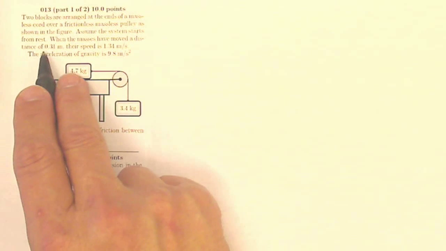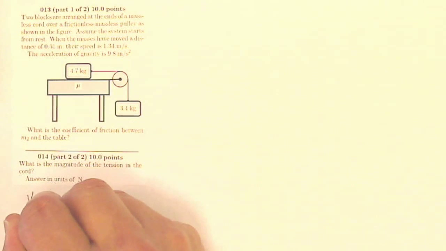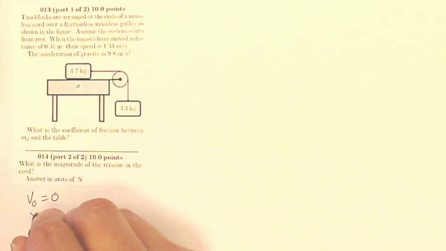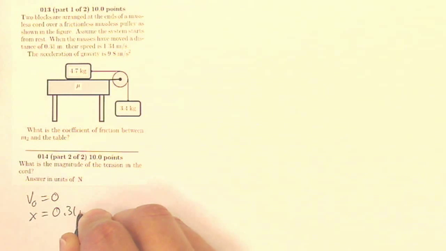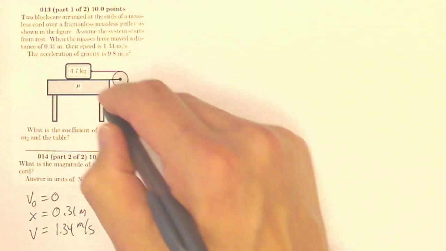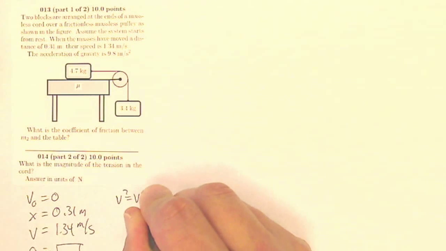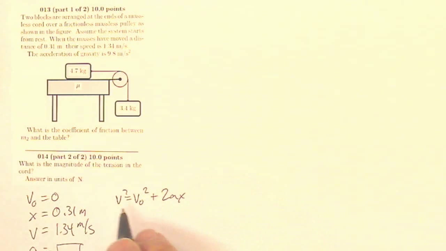When the masses have moved a distance of 0.31 meters, their speed is 1.34 meters per second. Similar to the last one, I know that my initial velocity is 0. I know that my displacement is 0.31 meters. I know that my final speed is 1.34 meters per second, and that's for either block or both blocks together. And I'm looking for, if only I could get my acceleration, I would be in business. Well, to get my acceleration, I do v squared equals v0 squared plus 2ax, and I know my initial velocity is 0, my final velocity is 1.34, and that's twice my acceleration times my distance x, so I can solve for my acceleration from here.